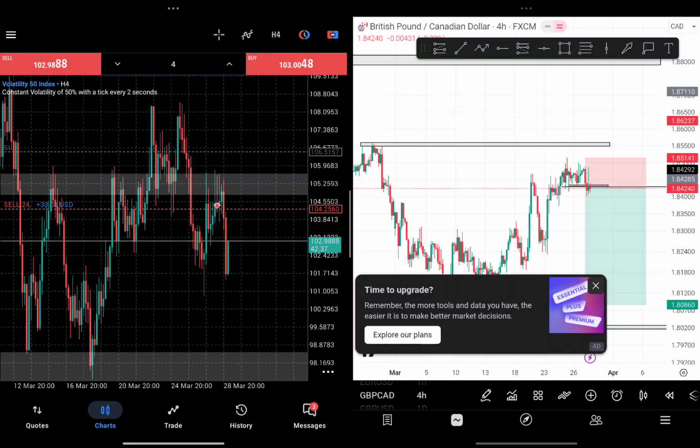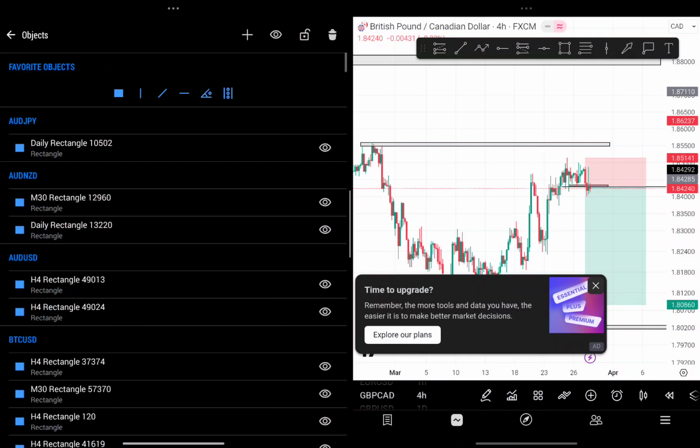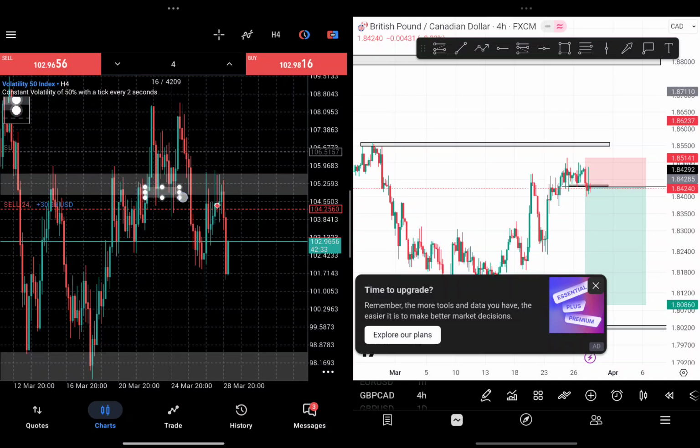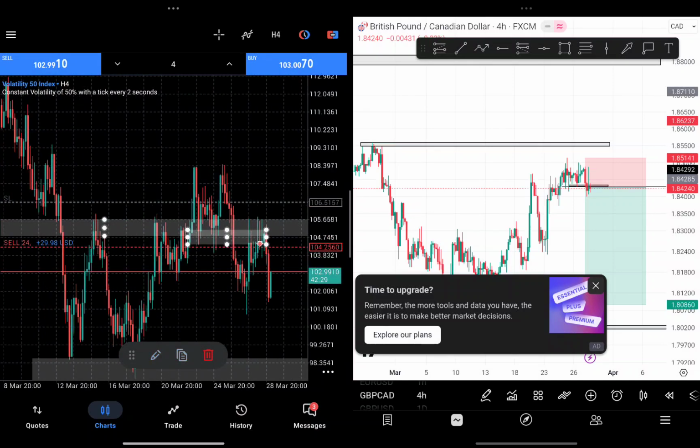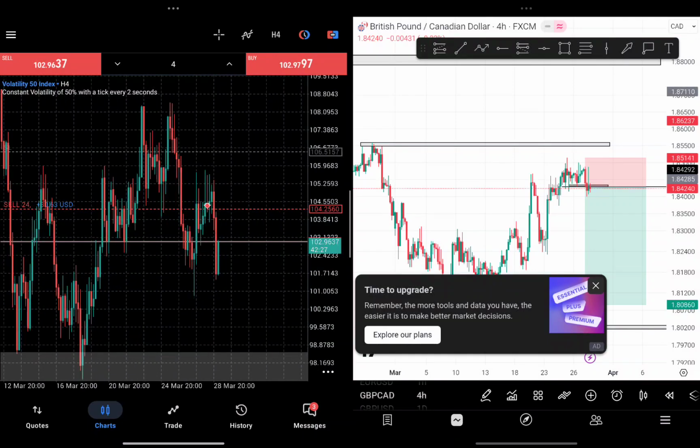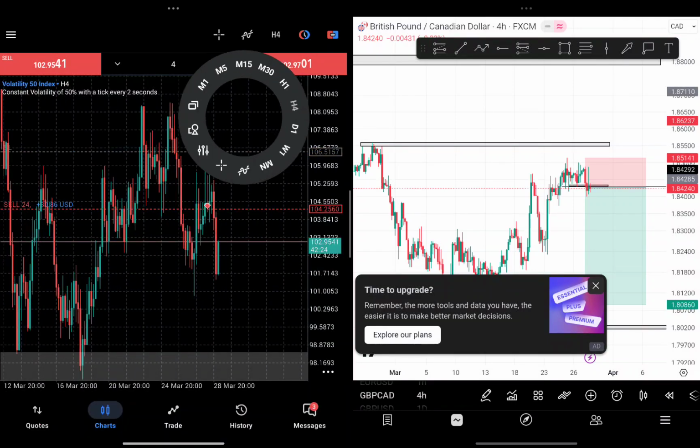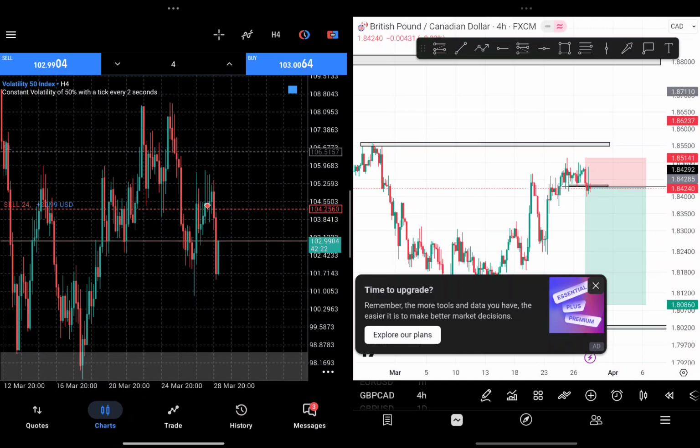So all we just had to do was the same thing. We wait for a break of structure in the 4 hour, which is this. Let me clear this one out. So we wait for a break of structure in the 4 hour for us to enter our trades. So the break of structure happened.